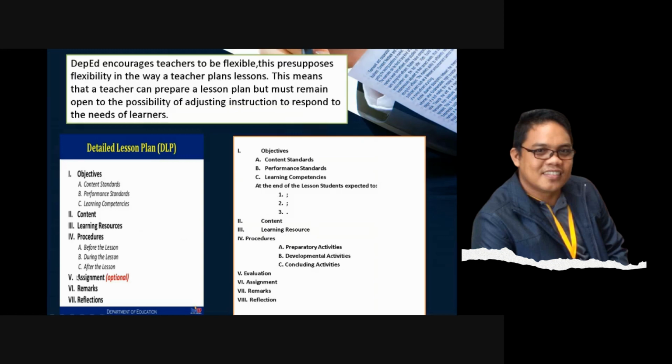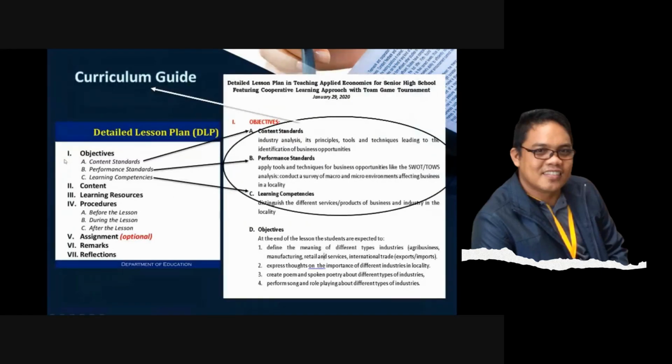However, there are parts that I have added, just like the evaluation. Okay, we will explain why this DepEd format has no evaluation Roman numeral, and our format has. Okay, so we will discuss it later. So again, we will be using this format at your right, and that is aligned with the format issued by the DepEd. Okay, so start with the Roman numeral 1, the objectives.